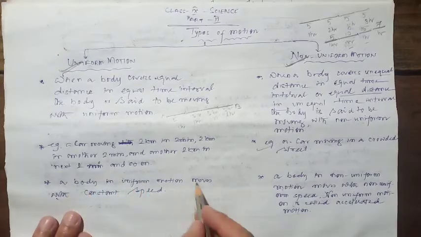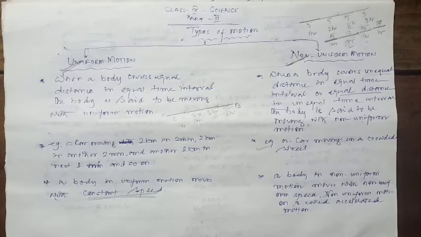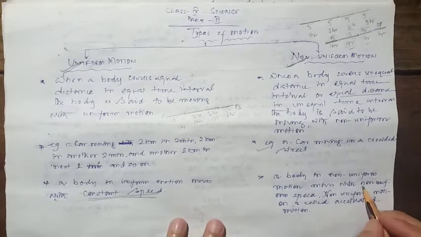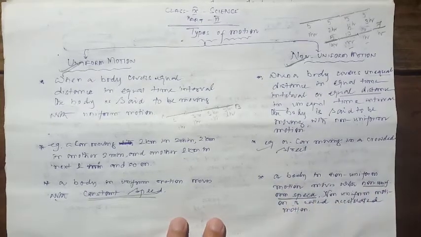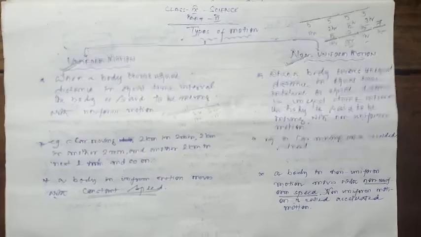Students, a body in uniform motion moves with a constant speed. If the body is moving uniformly, the speed of the body remains constant. The speed will not change. Throughout the motion, the speed of the body will remain the same. That's the nature of uniform motion. But if a body is in non-uniform motion, the body moves with non-uniform speed. It means the body moves with different speeds. Sometimes the speed may be fast and sometimes the speed may be slow. Such type of motion is also said to be accelerated motion.